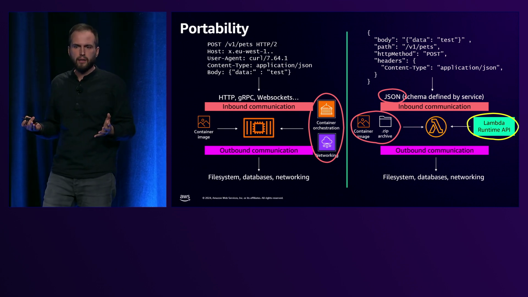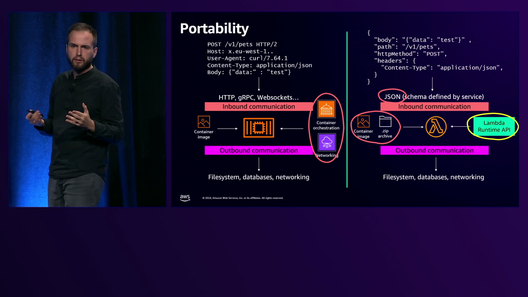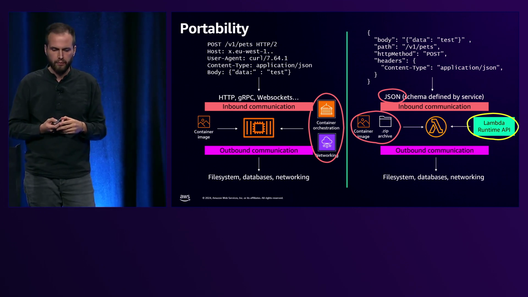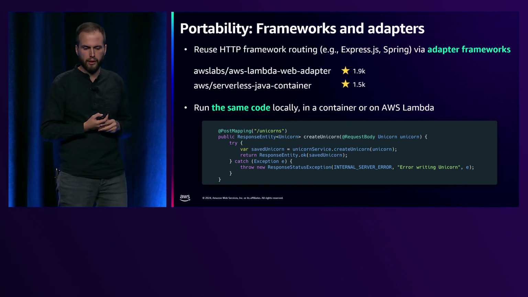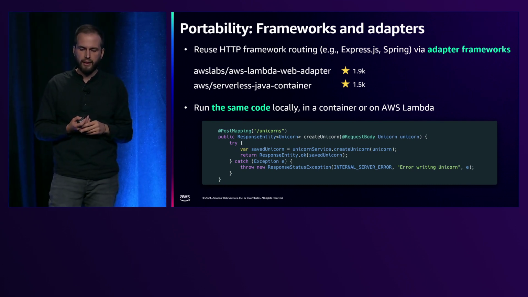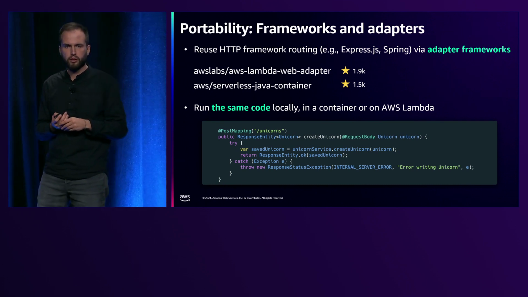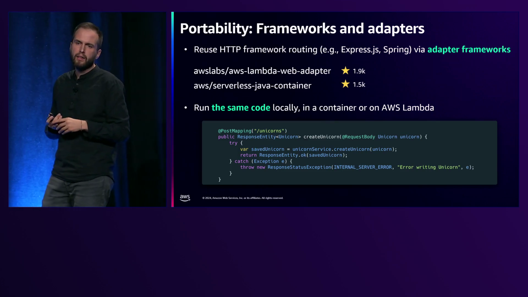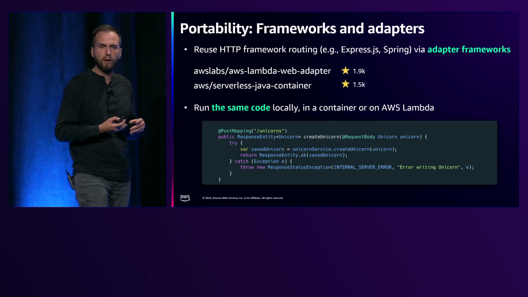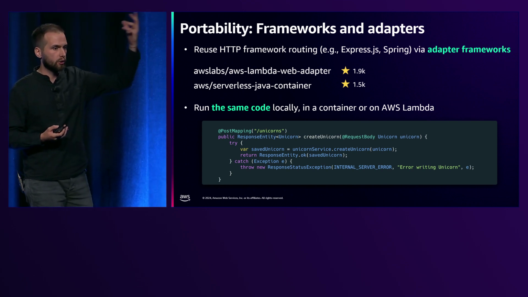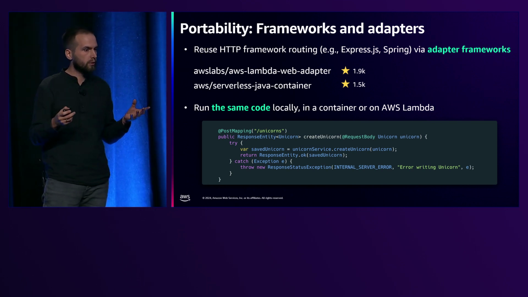So you might ask yourself, can we make that compatible? There are frameworks and adapters that can help you do that. We have two projects here, the AWS Lambda Web Adapter or the serverless Java container for Java, that do that translation for you. You add that to your function as a library, and what it does is it takes that JSON payload and converts it to something that the framework you're already using understands.